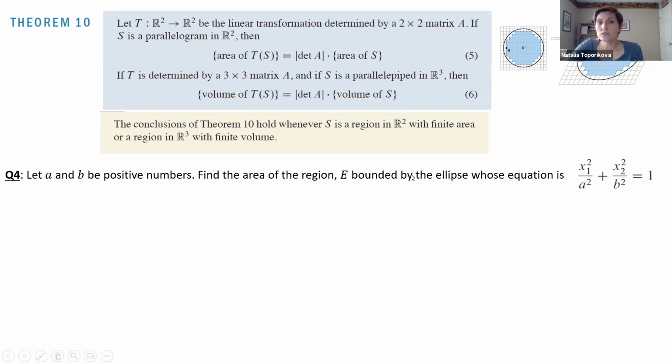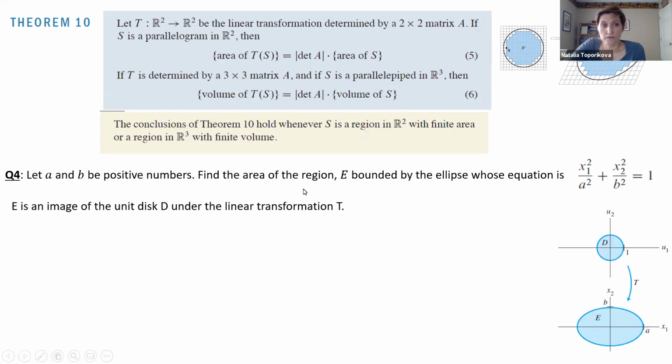For example, let's use these results to calculate the area of an ellipse. We are given an ellipse with a given minor and major axis A and B. So A and B are positive numbers, and this is probably a formula familiar to you. You've probably seen the equation for an ellipse more than once in your previous courses.